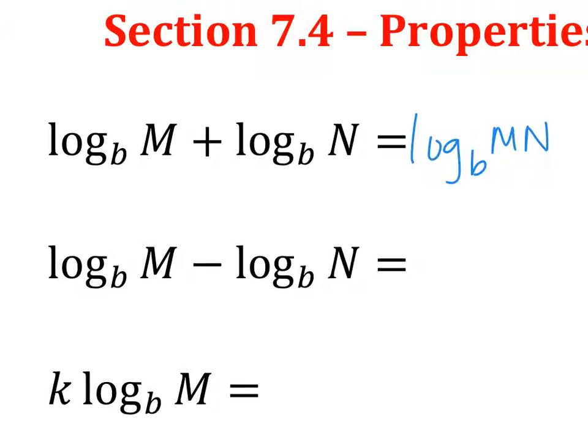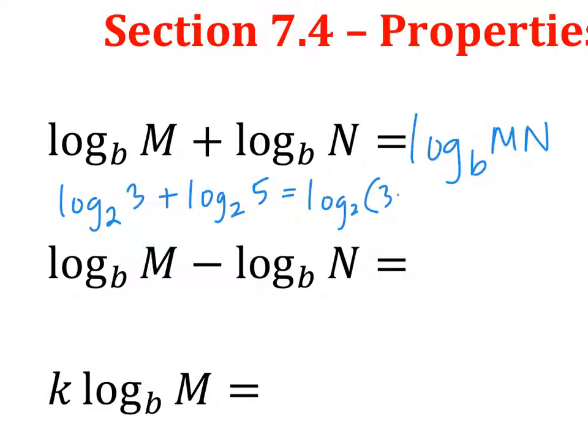For example, if you have log base 2 of 3 plus log base 2 of 5, it just becomes log base 2 of 3 times 5. If you have two logs with the same base, and you're adding them together, you can just multiply those two numbers that are inside.